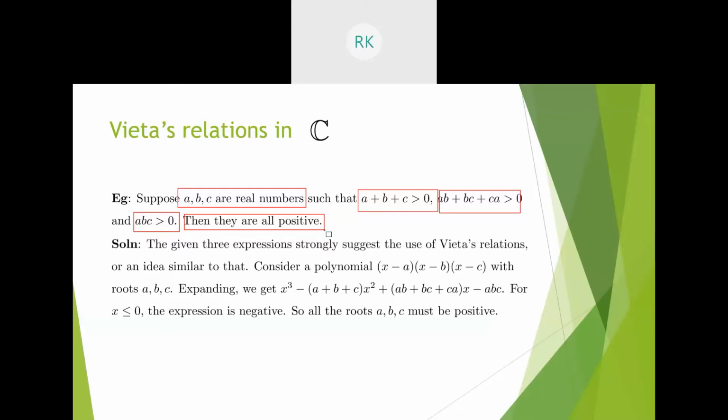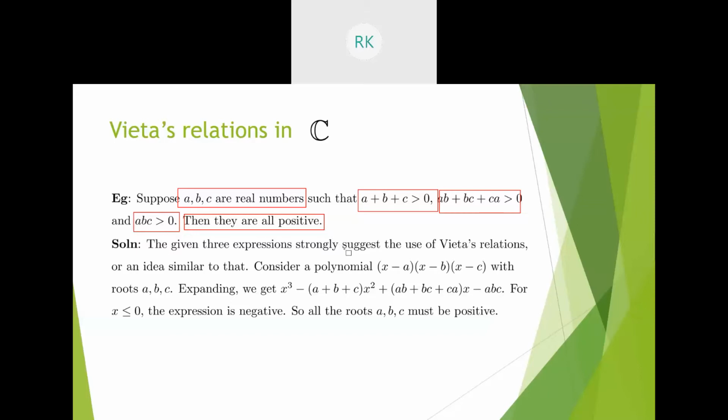So now, what hints us to use Vieta's relationship? Observe that you have to deal with terms of the form a plus b plus c, ab plus bc plus ca, and abc. If you remember the expression for Vieta's relationship in the cubic case, this is precisely the kind of terms you get. So this strongly hints that you have to use something very similar to Vieta's relationship. But again, I don't remember exactly what Vieta's relationship says in the cubic case, so I will try to rewrite it.